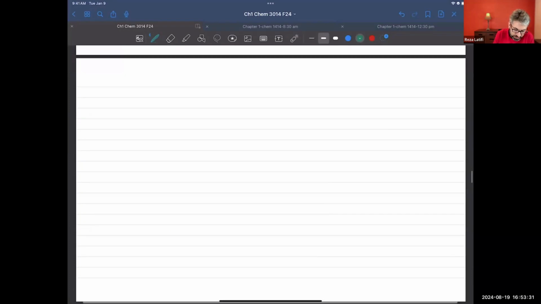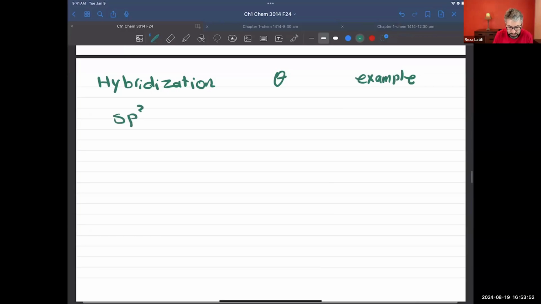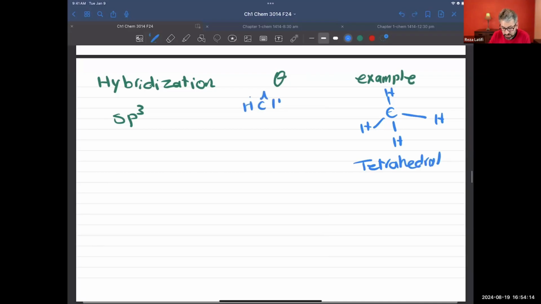I'm going to write here: hybridization, bond angle, and example. If you're dealing with sp3, one example is perfect tetrahedral. The geometry will be tetrahedral. The bond angle for hydrogen attached to carbon, attached to another hydrogen, this sign represents the angle, will be around 109.5. So sp3 hybridization will give you a geometry of tetrahedral, and the expected bond angle will be 109.5.